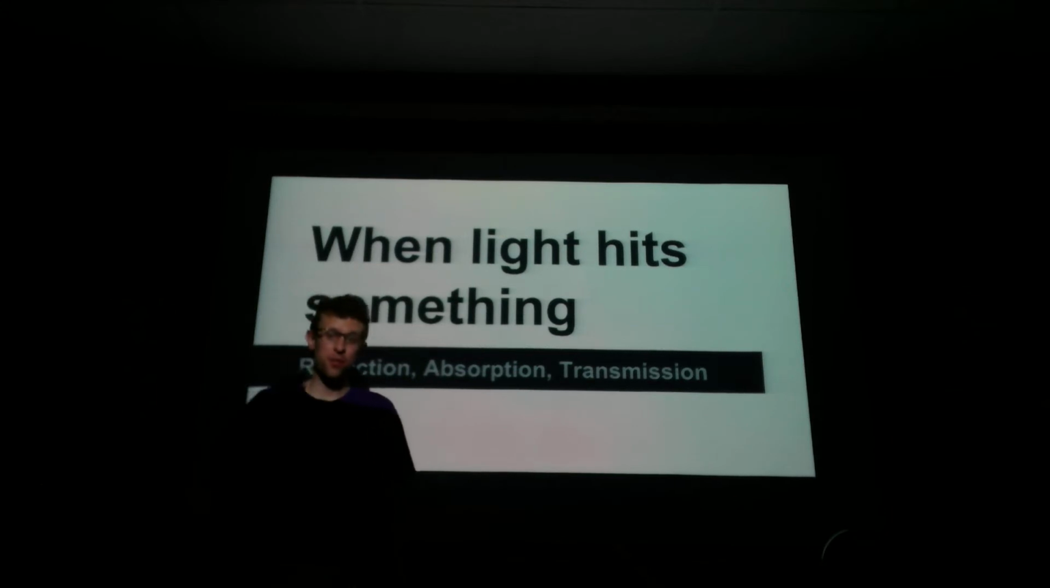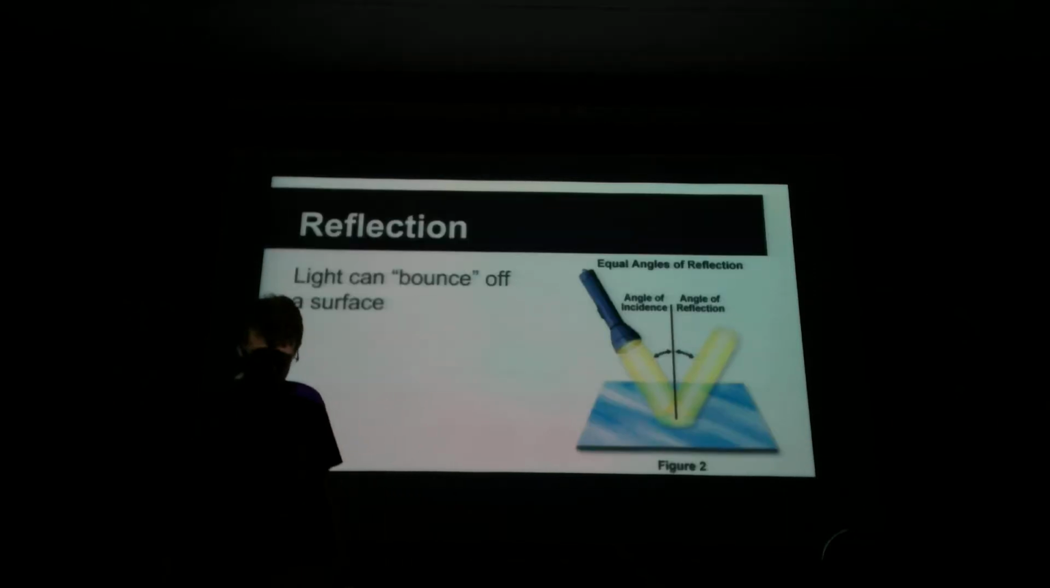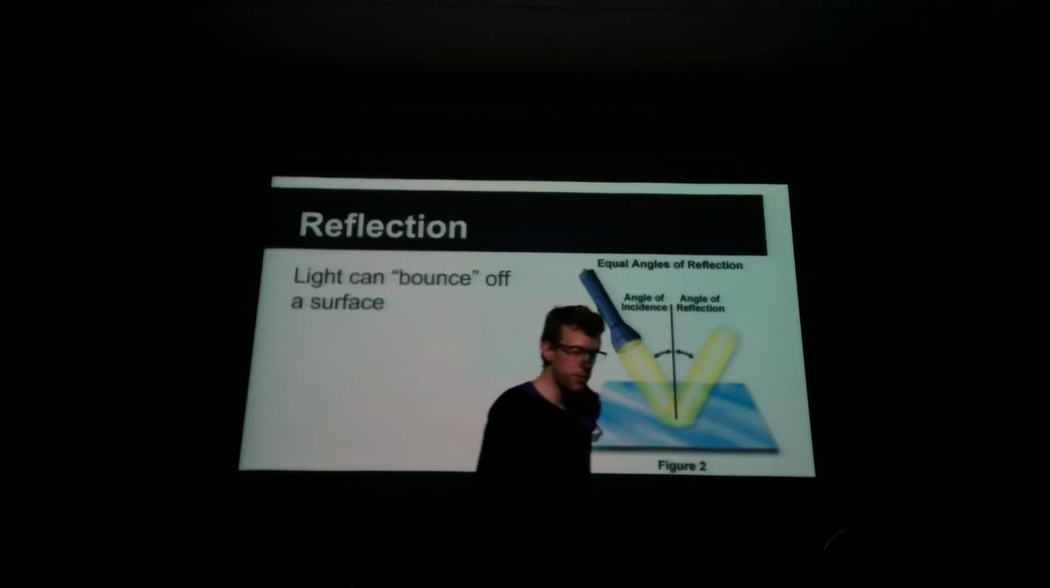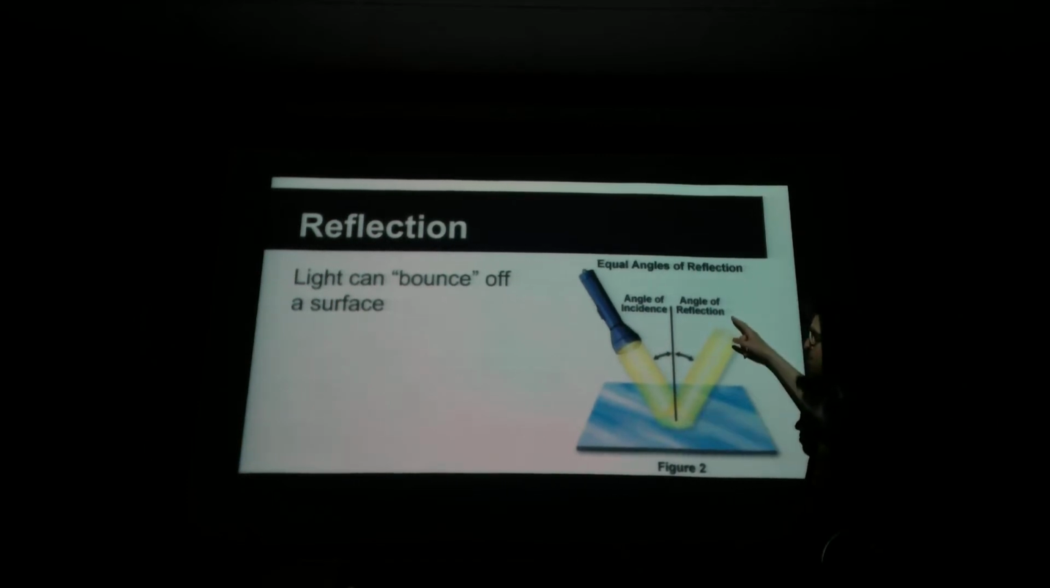When light hits something, there's three things that it can do. We've got reflection, absorption, and transmission. So let's go through each of those. Reflection we talked a little bit about. That's where light bounces off of something, and something special happens there with angles. Whatever angle the light hits at, it also leaves that surface at.